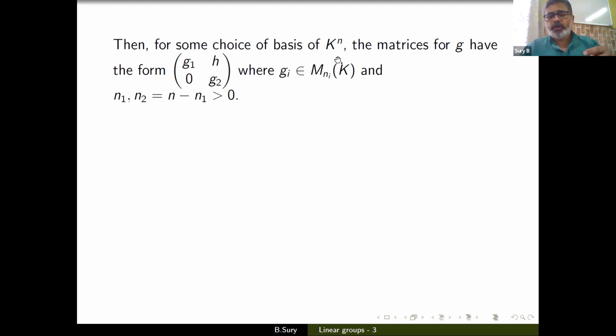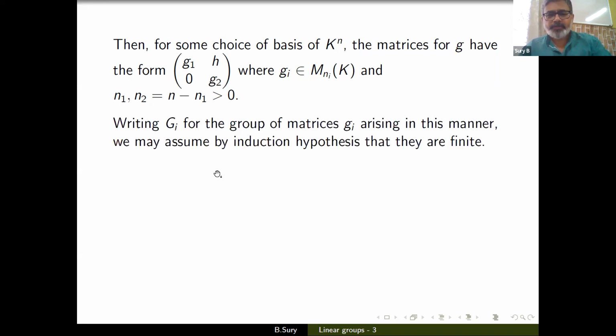With respect to that basis, how do the matrices of G look? Because W is taken to itself, W being the subspace of dimension M, this is an M cross M matrix. Oh, I call it N1 cross N1. So it's an N1 cross N1 matrix here, and 0 below because W is taken to itself. Whereas when you extend the basis, there is no guarantee that the rest is taken to itself, so there's no guarantee that there is a 0 there. So your N becomes the sum N1 plus N2, with an N1 cross N1 block here, and 0 below.